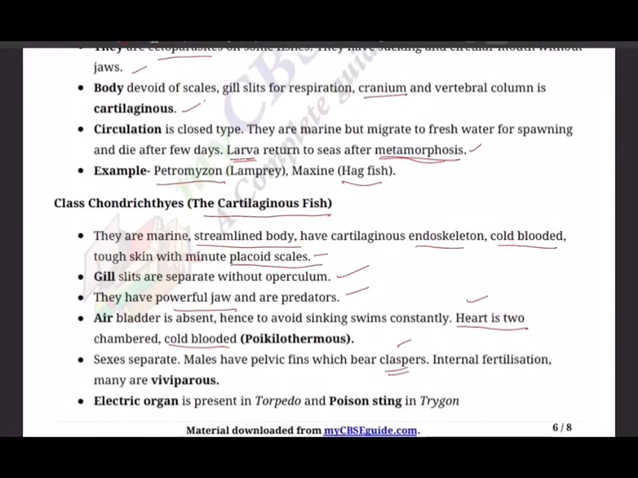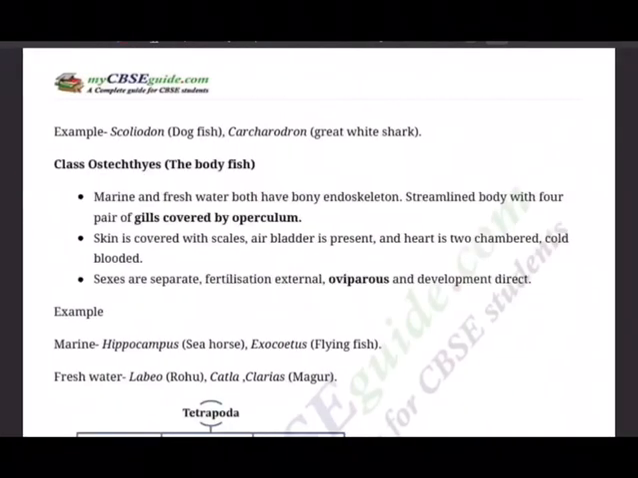And then even when sperm and ovum meet together, a zygote is formed. The zygote also will have the same fate. That's why external fertilization is always a weak link, whereas internal fertilization is safe. And many are viviparous. What do you mean by viviparous? They give birth to young ones, right? Viviparous. Electric organ is present in Torpedo and poison sting is present in Trygon. So sometimes in your NEET exam, electric organ, Torpedo, remember, right? Going ahead, Scoliodon, dogfish, and great white shark.